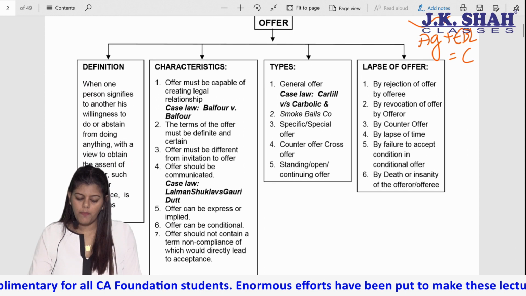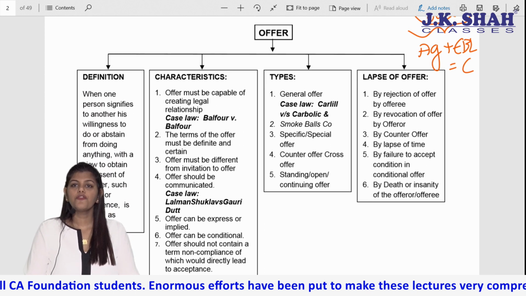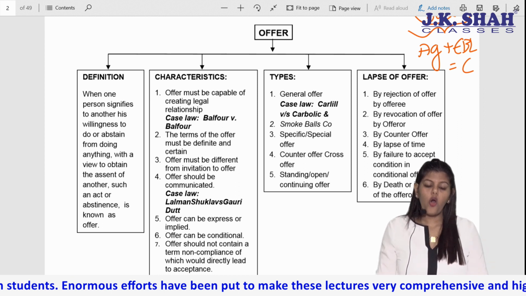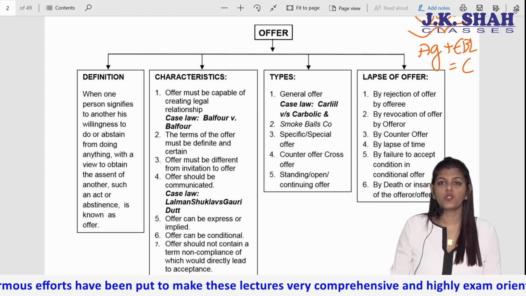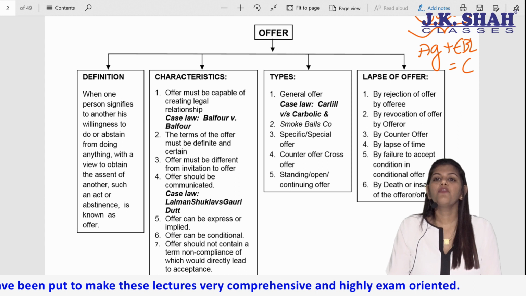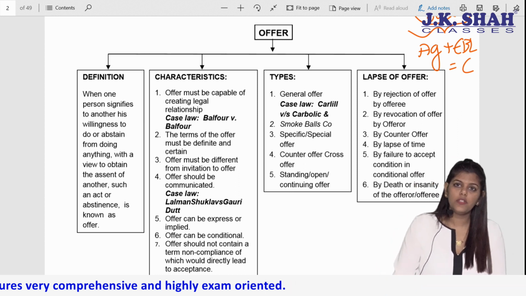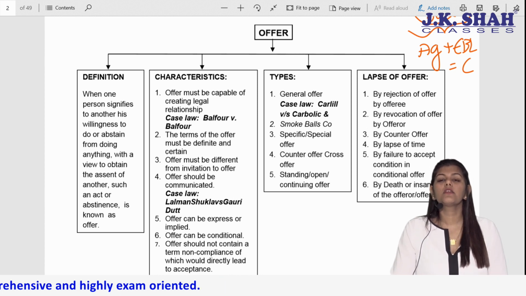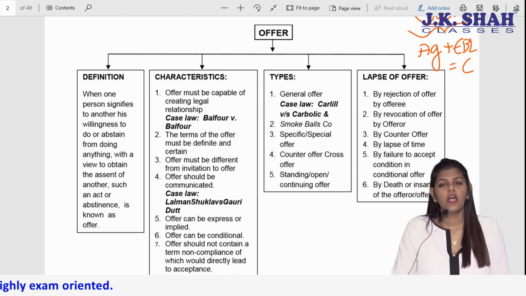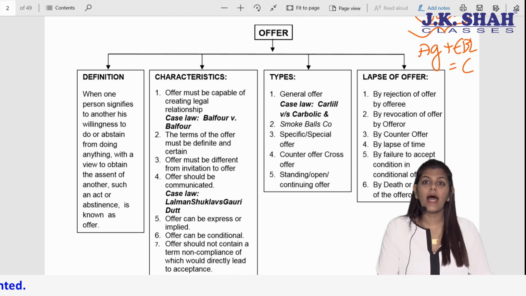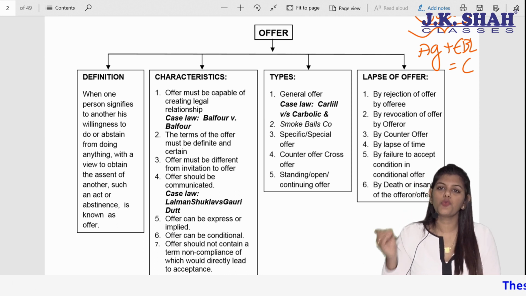Let me start with what is an offer. First of all, in this case, offer, section 2, subsection A. Here, I have divided this in 4 parts, the offer part. First, definition. Second, characteristics. Third, types of offer. And fourth one, it's going to be lapse of offer, that is your offer coming to an end.